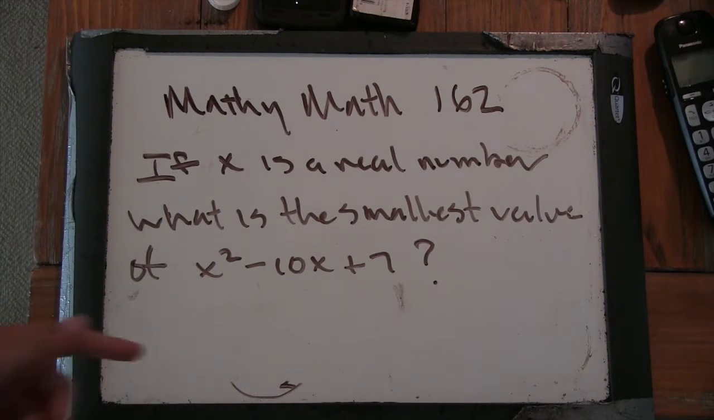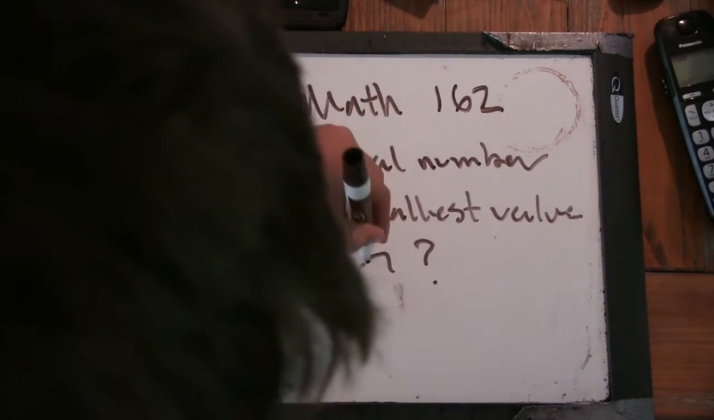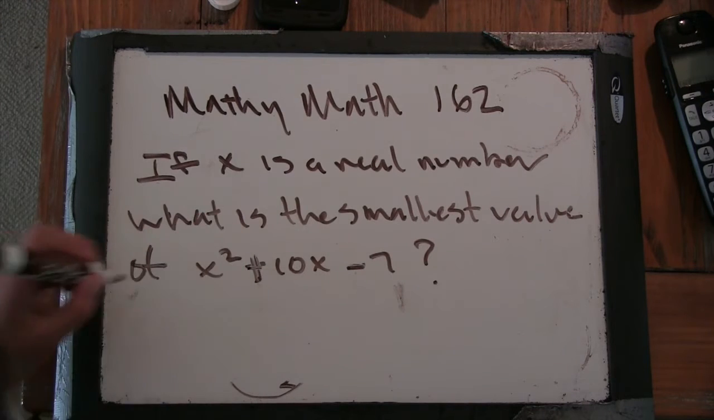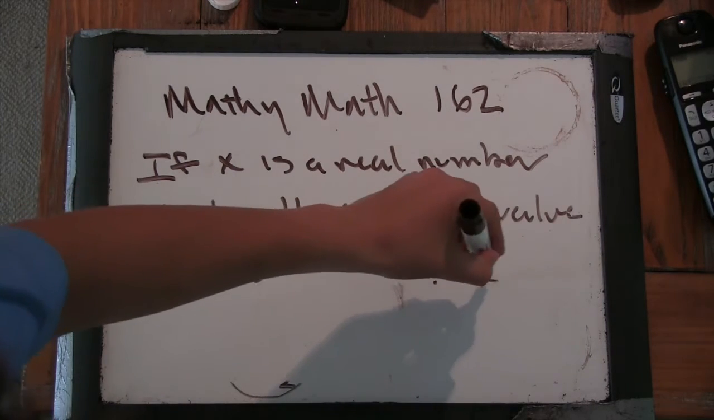Okay. Actually, I think it was minus 7, but let me just see. Yeah, it was plus 10x minus 7. Okay. But go ahead, you can change it. x squared plus 10x minus 7. Okay, that's fine. That's the smallest value of that. Well, a place to start would be 0 for everything. Okay. That would mean that our value would be minus 7.